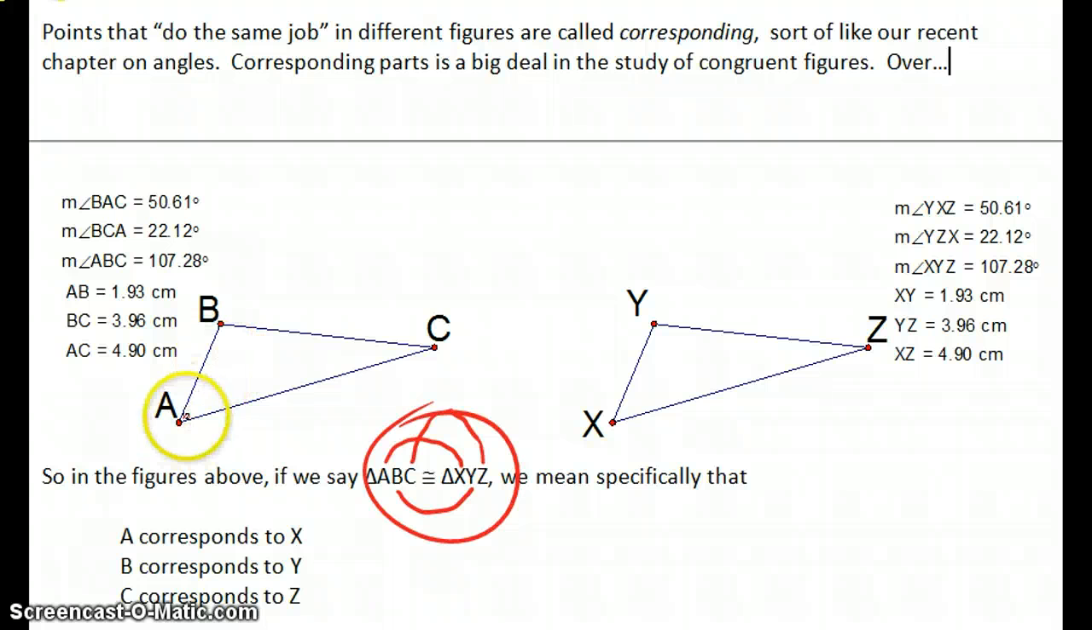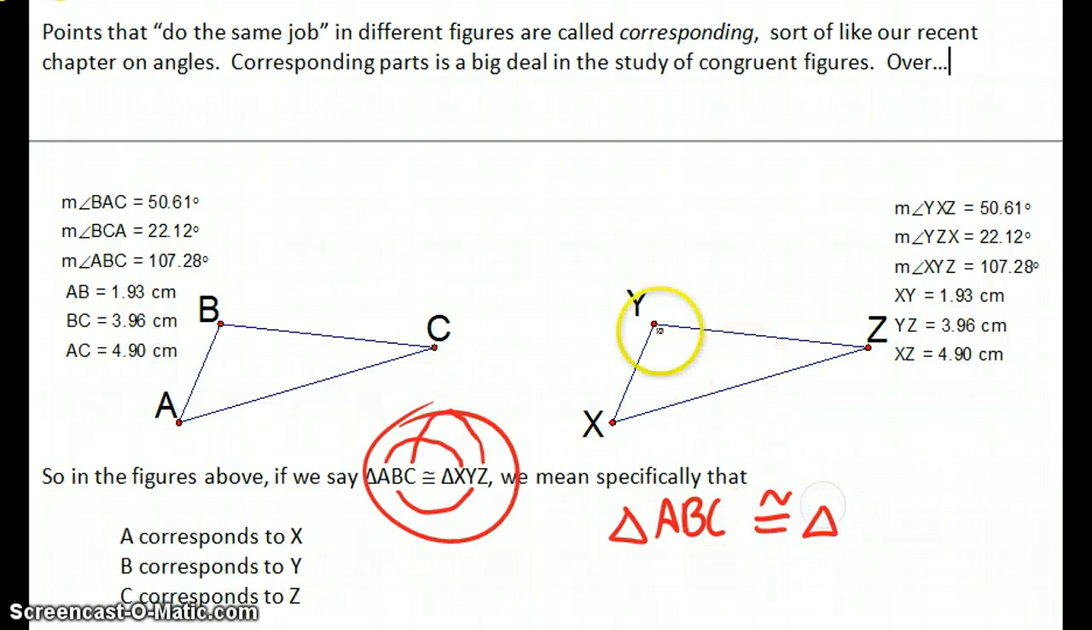I couldn't say triangle ABC is congruent to, and just go, oh yeah, it's this triangle over here with an X and a Y and a Z in it, and go X, Y, Z. You can't do that. That won't work. That tells the reader that A in one triangle is doing the same job, has the same angle, has the same congruent segment connections as Z in the other triangle, and that's simply not true. A over here and Z over here, no, that's not the same thing. I can't say that.